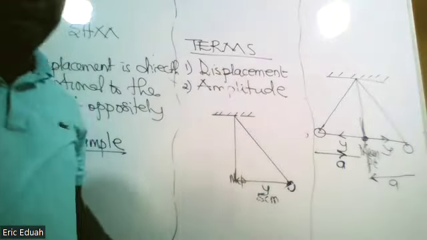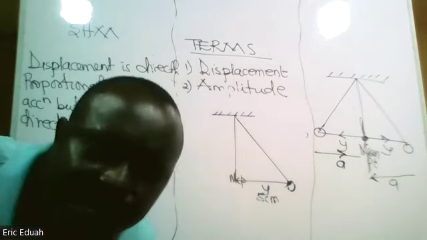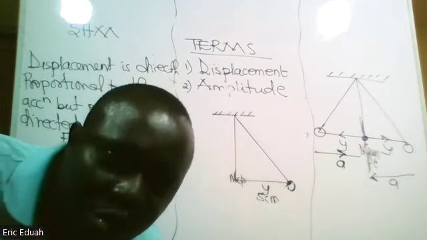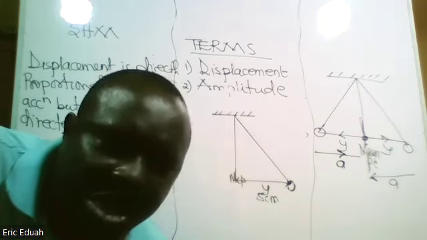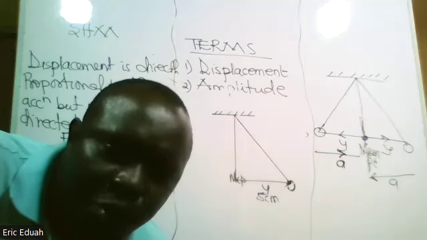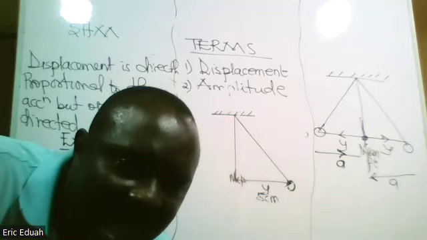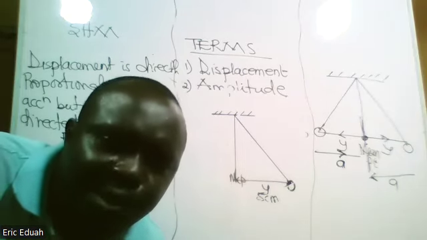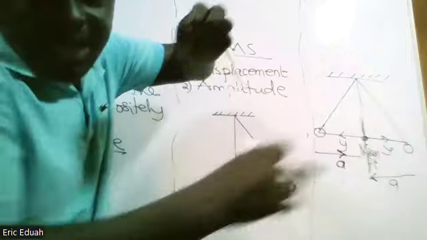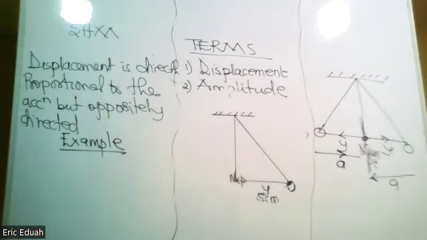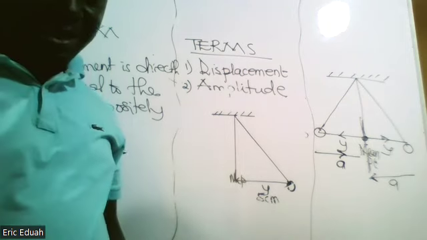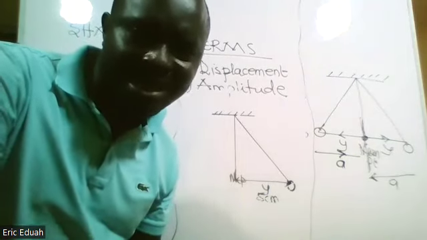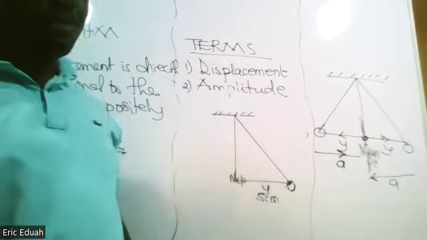So we define the amplitude as the maximum displacement of an oscillating body. So you decide the amplitude of the oscillation. Maybe you want it to move 2 centimeters, 5 centimeters, 10, about the fixed point or mean point. So that maximum displacement which you have given to the oscillating body is what we call the amplitude. All right. And so the amplitude is the maximum displacement of an oscillating body.